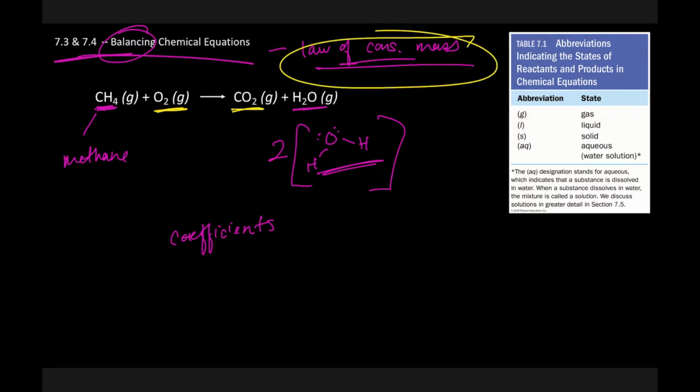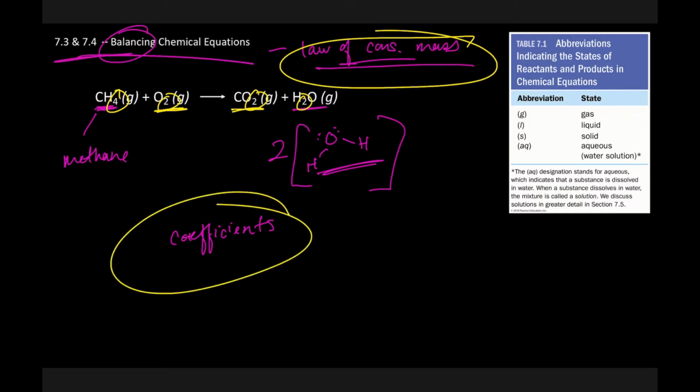We cannot ever change these subscripts because the subscripts are determined by the chemical makeup of the atoms combining, right? What are their charges? What is the distribution of electrons? How can they share them, etc.? You will never ever change the subscripts when you write or when you balance a chemical equation. Balancing is always going to be about coefficients.